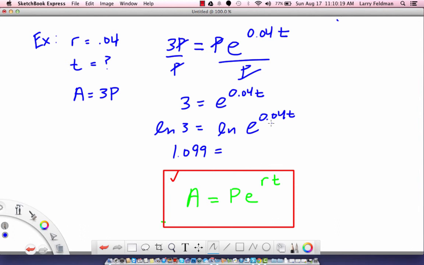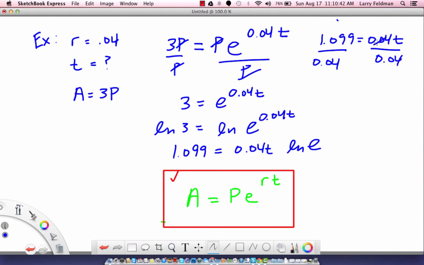Utilizing the properties of logs, we can move this exponent to the front. We get natural log of e here. Natural log of e is 1. So we get 1.099 equals 0.04t. Dividing both sides by 0.04. Those cancel. And we get t equals roughly 27.5 years. So that's how you solve a problem like that.